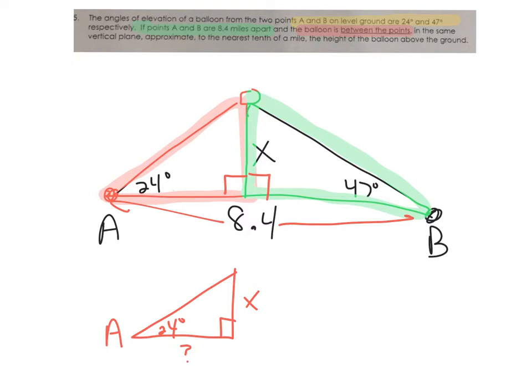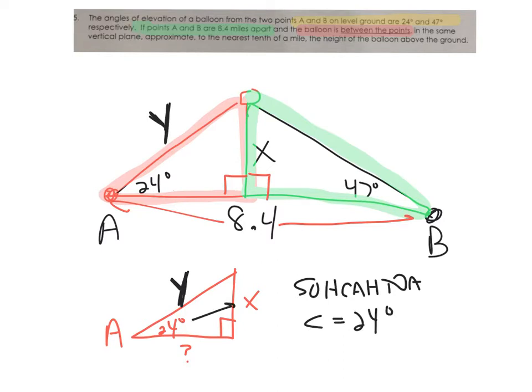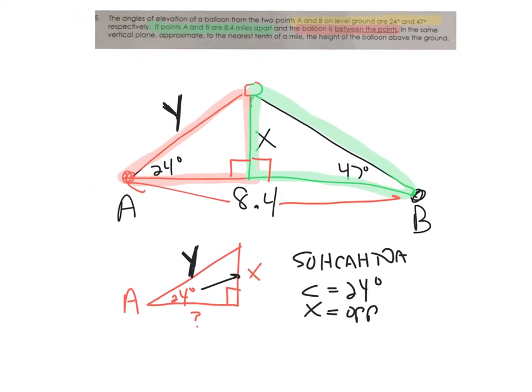What I'm going to do is go about finding the hypotenuse of this red triangle. I'm going to call that Y. Once I know what Y is, then I can use SOHCAHTOA in this red right triangle because I have an angle. The angle is 24 degrees, and I know X is opposite that angle. Once I know Y, it's going to be the hypotenuse. Then I'll be able to find X, since I'm given the opposite and the hypotenuse, I'll be able to use sine. But I'm going to have to figure out what this Y is first.